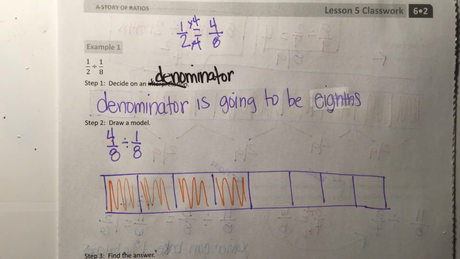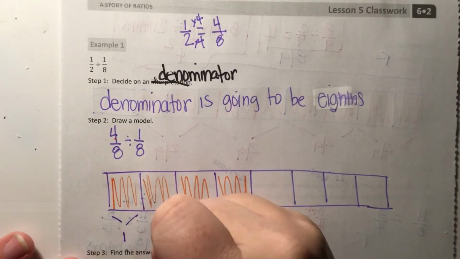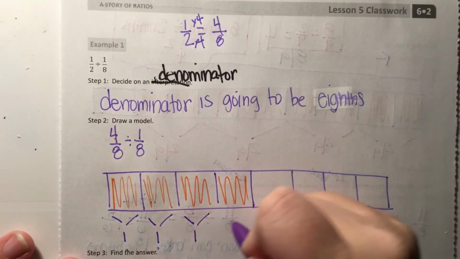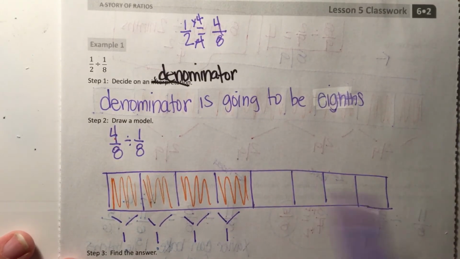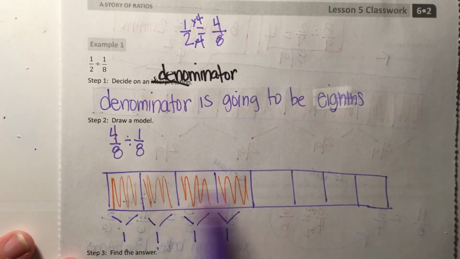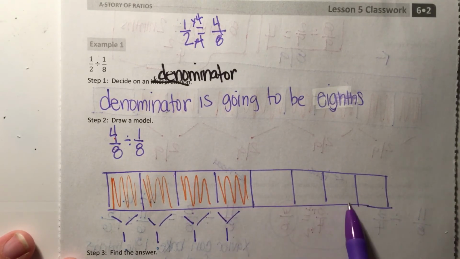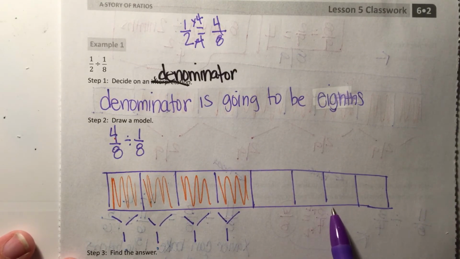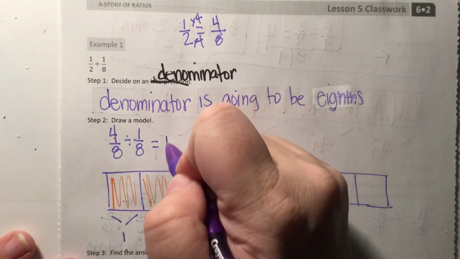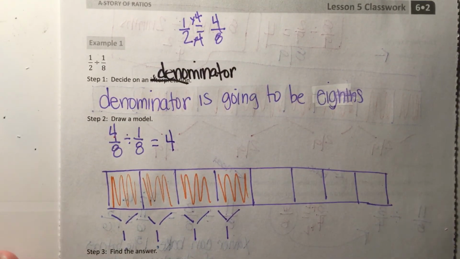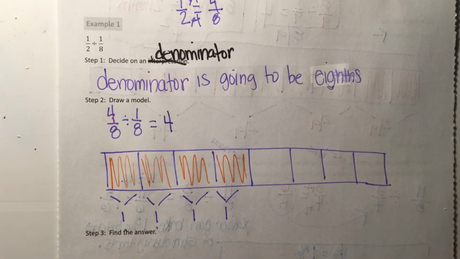Do we need to label our model, folks? Yes, we do. So let's label our model. We are going to count out how many times we have 1/8, right? So I know that this is 1, this is 1, this is 1, and this is 1 out of 8 pieces. So I have 1 out of 8, 1 out of 8, 1 out of 8, and 1 out of 8, right? So my answer is essentially 4 divided by 1, which is 4. 1 goes into 4 four times, okay?